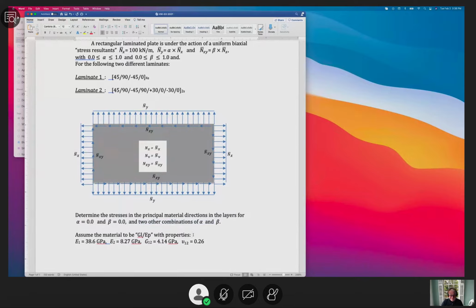And layer thickness, I forgot to put. Layer thickness t to be equal to, let me make that italic, to be 0.00001 meters.